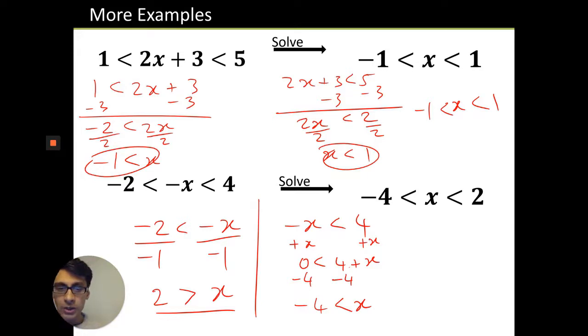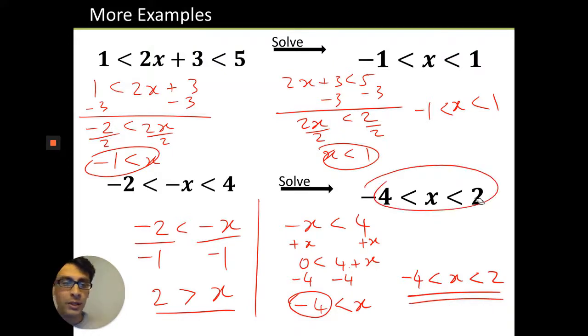So our inequality, remember, we put the smallest number on the left, biggest number on the right, put the x in the middle. So let's make sure we do this correctly. So x has to be less than 2. So x is less than 2. And x has to be greater than negative 4. So it's going to be greater than negative 4. So this is our answer. Obviously that corresponds with what's on the screen here.